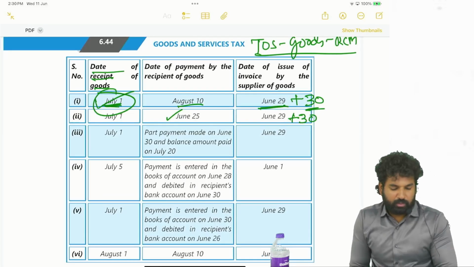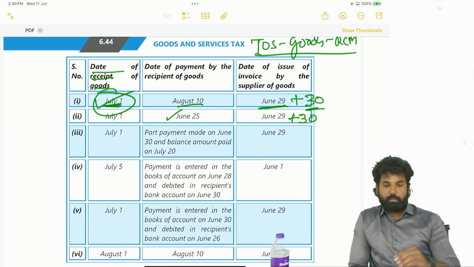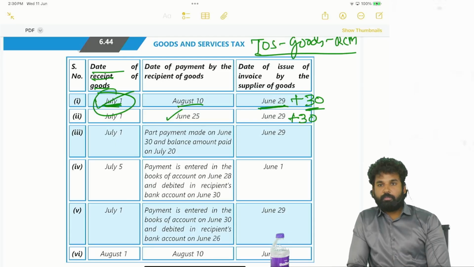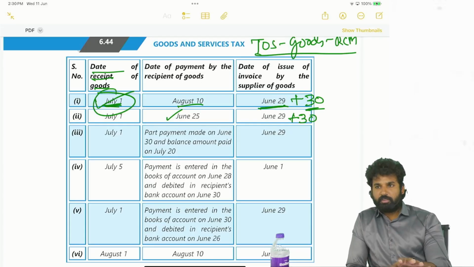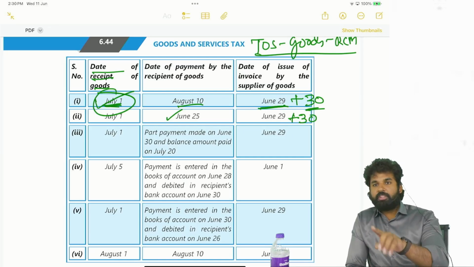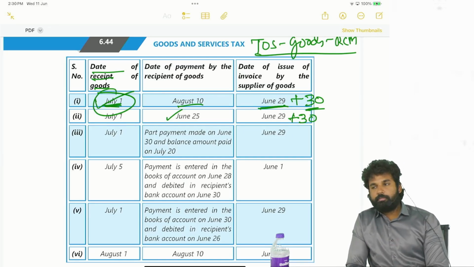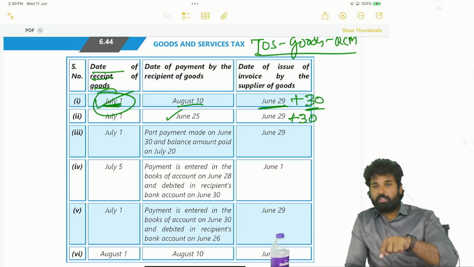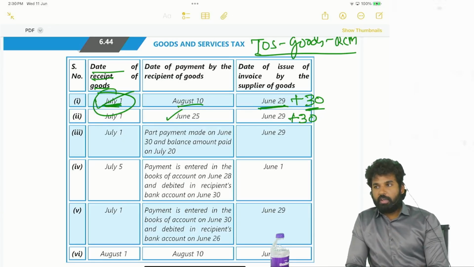Next, see here. Technically, what is happening here? June 25 is the time of supply. That means whenever you are making the payment, you have to pay GST. That means liability of GST is arising. The date of payment is June 25. Whenever you are making the payment, the liability to pay GST arises here. That means on advance it is coming.